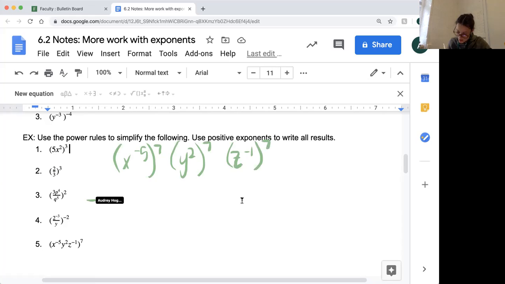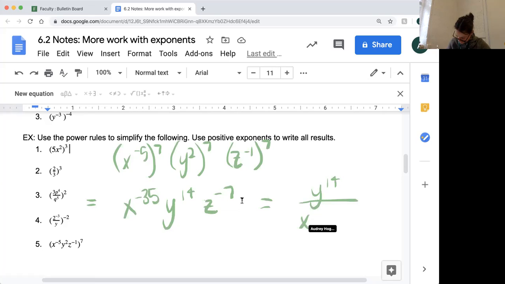So I know I'm going to have to multiply my exponents out. Negative 5 times 7 is going to be negative 35. Y squared to the 7th is going to be y to the 14th. And z to the negative 1 to the 7th is going to be z to the negative 7. And then finally, I'm going to move my negative exponents to my denominator, and I'm going to get y to the 14th over x to the 35th, z to the 7th. Final answer there.